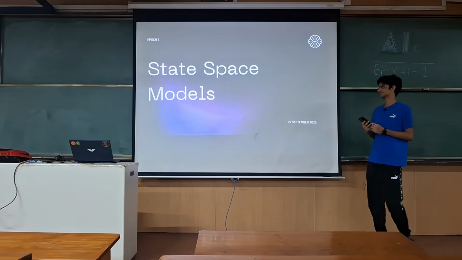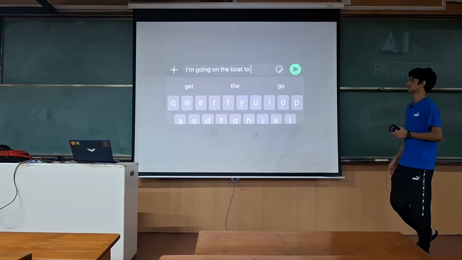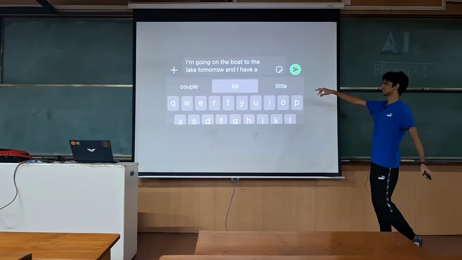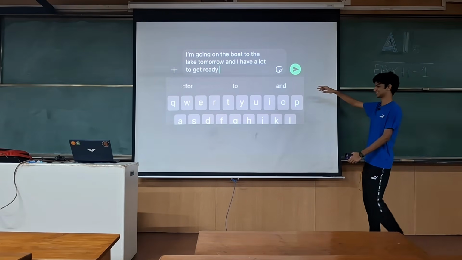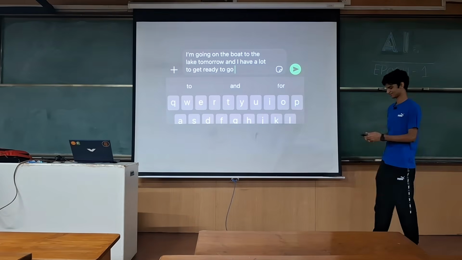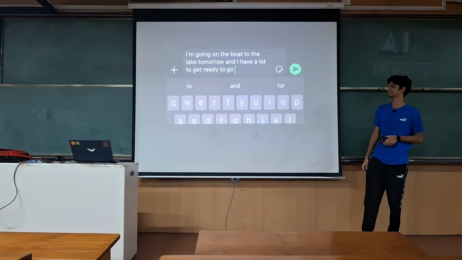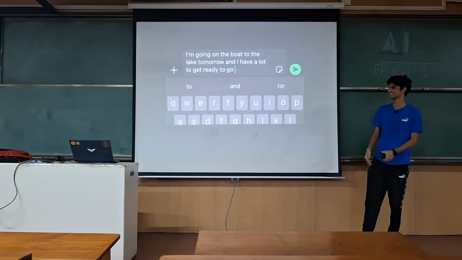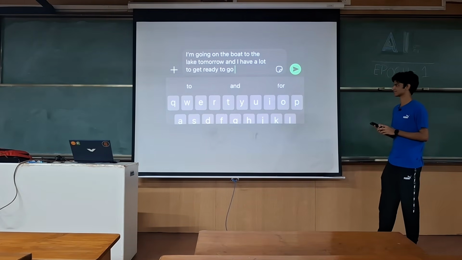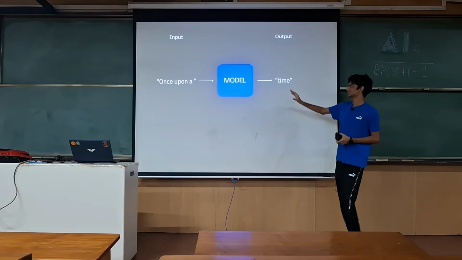We'll start off with a feature that I'm sure everyone knows, autocomplete, where if you put in a bunch of words on your keyboard, you can see it suggests a few words. So what we're trying to figure out here is how it works. You want to understand how autocomplete works. This is what you want to build.